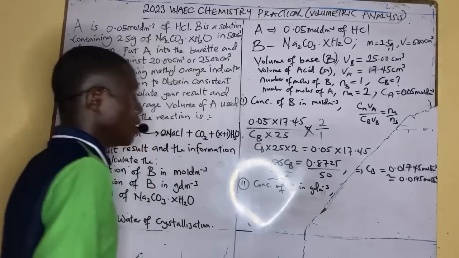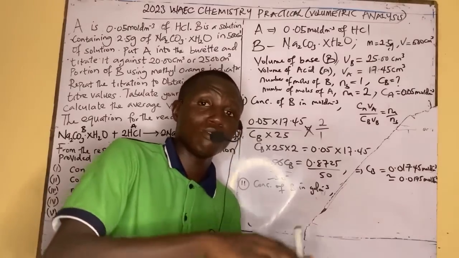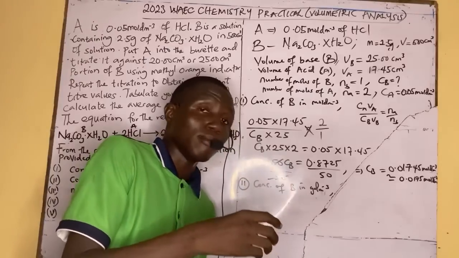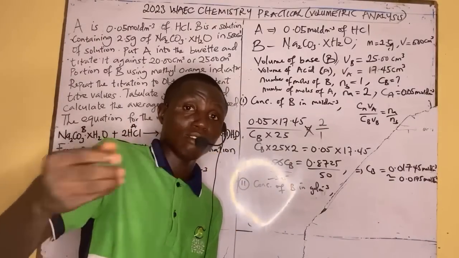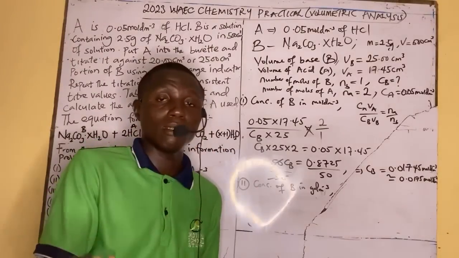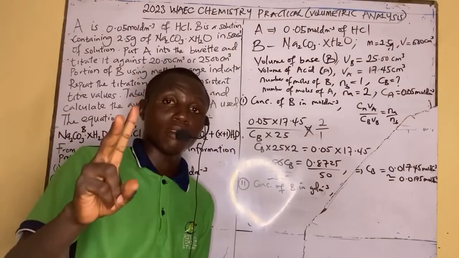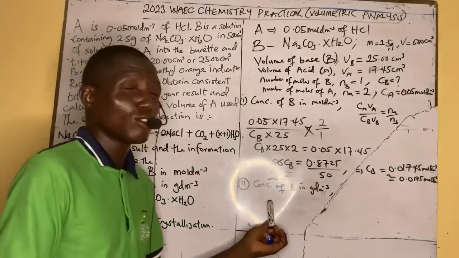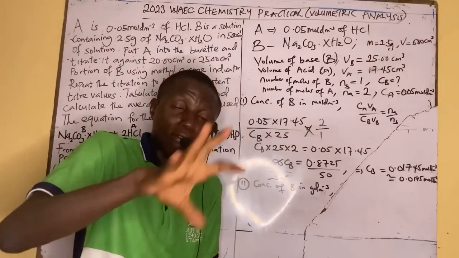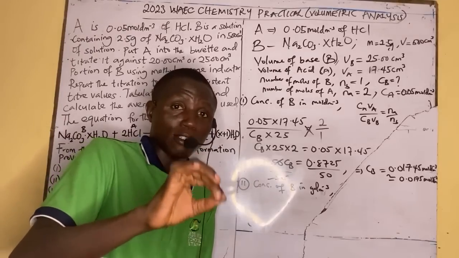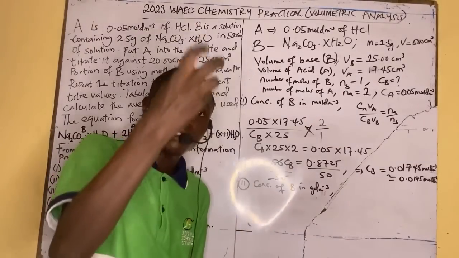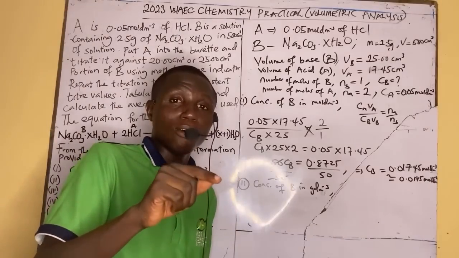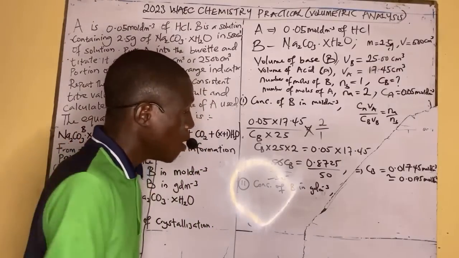Here I'm talking about the concentration of B, or of any substance, in gram per dm cube. You measure the gram of that thing and you dissolve it in a volume of the substance. That's why we call it gram per dm cube. It can be calculated using two formulas. The first, known as mass concentration, is mass over volume. The second says mass concentration equals molar concentration times molar mass.